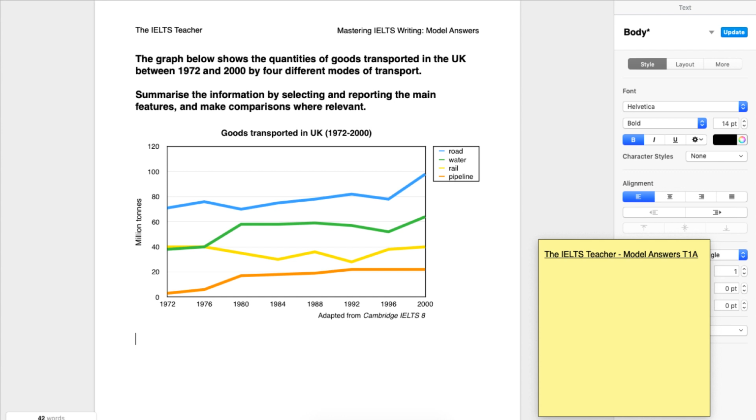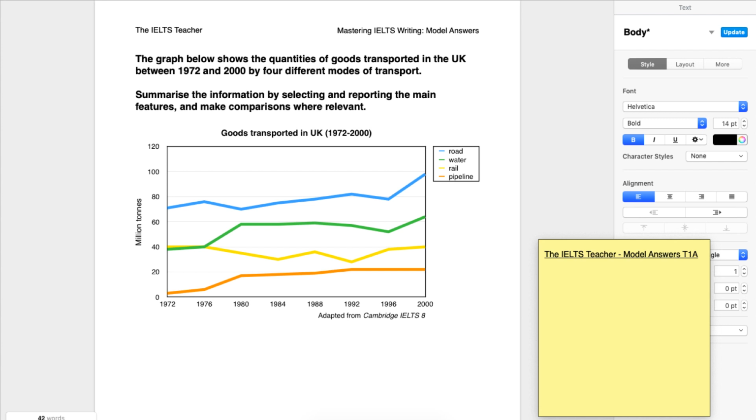So let's have a look at this one here. This is our first task. The graph below shows the quantities of goods transported in the UK between 1972 and 2000 by 4 different modes of transport. Summarize the information by selecting and reporting the main features and make comparisons where relevant. Now that part of the task, that second sentence, that always remains the same no matter what task you're looking at. So you're going to get used to seeing that quite a lot. But we want to focus specifically here on that first sentence. The graph shows the quantities of goods.